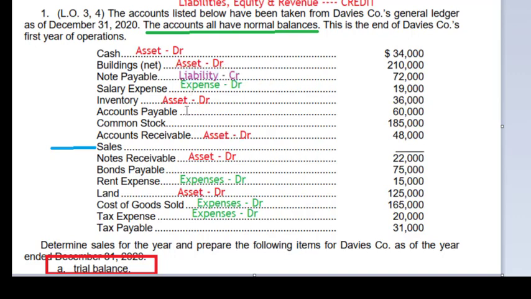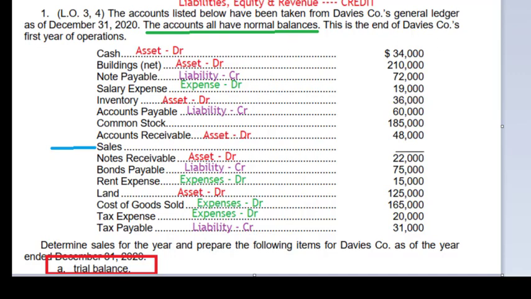Accounts payable. It says it's payable. Liability. What else do we have? Bonds payable. Liability. Tax payable. Liability. If you notice something, all these words, right at the end, had the word payable. Hence, liabilities. Just go for the kill. That leaves us with common stock.